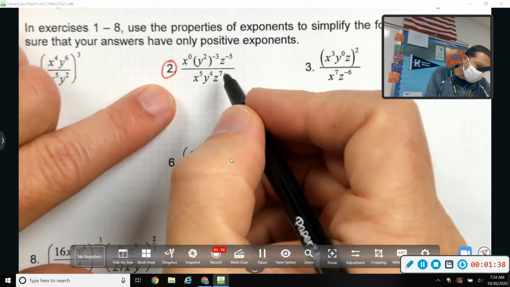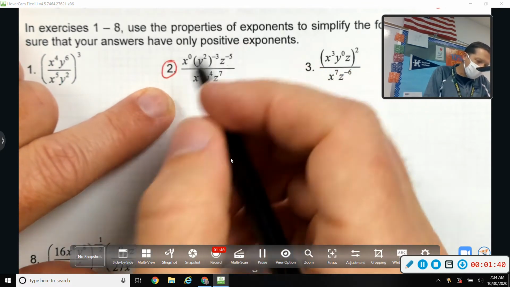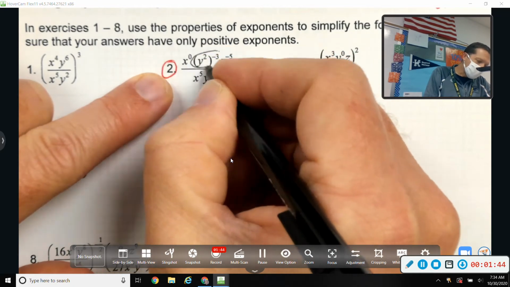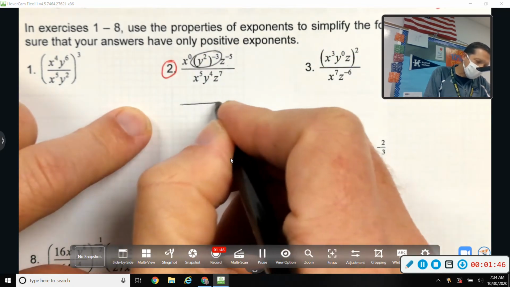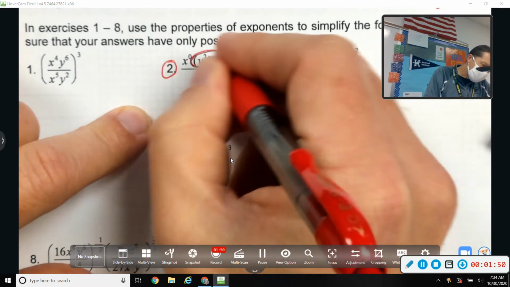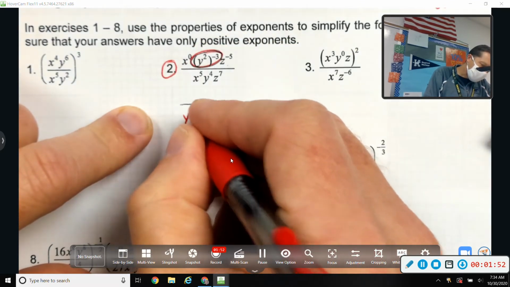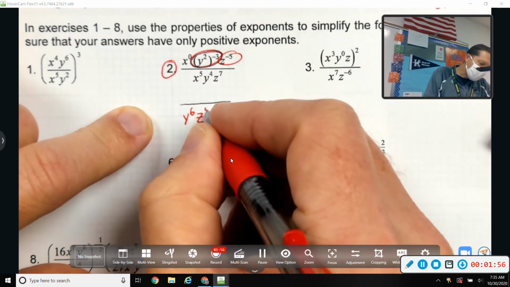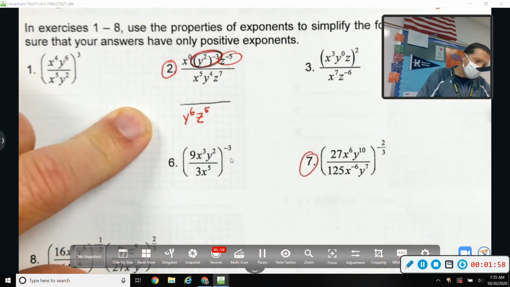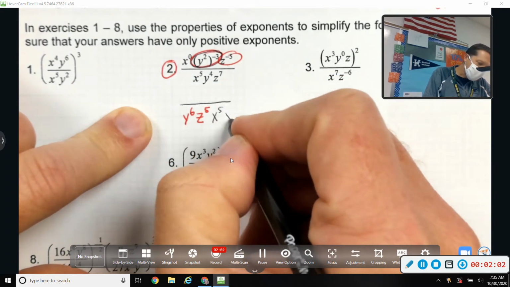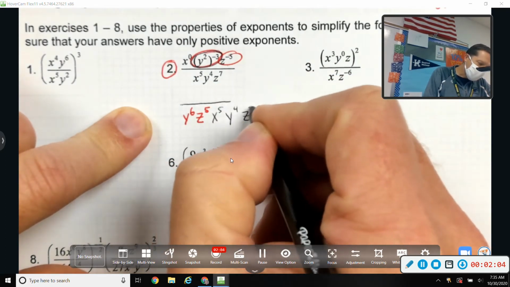So let's see how many things we want to do at one time here. X to the 0 is 1. Don't have to worry about that. This is going to be y to the negative 6, so that's going to go to the bottom. So y to the 6 in the bottom. Z to the negative 5 will send z to the bottom. And then staying in the bottom will be x to the 5th, y to the 4th, z to the 7th.